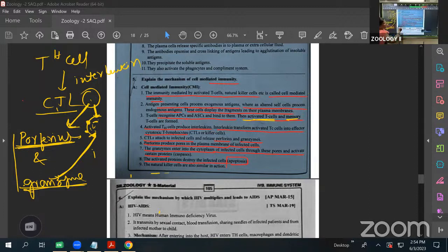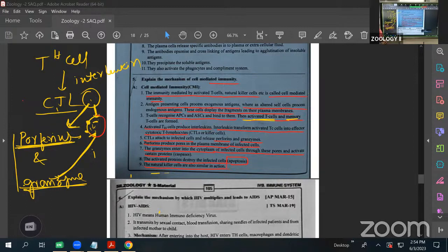Clear? Natural killer cells have a similar action. Natural killer cells can directly take the infected cell and destroy it, the same as CTL cells. This is about cell mediated immunity.